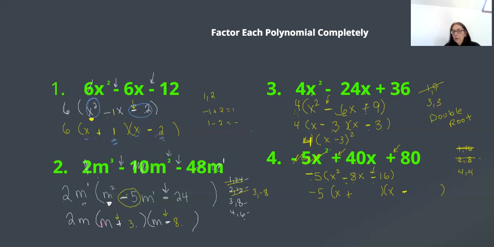All right, 5 times 8 is 40. 5 times 16 is 80. 1 times 16 is 16. 2 times 8 is 16. 4 times 4 is 16. 16 and minus 1 will not give me that 8. 8 and negative 2 will not give me this 8. And negative 4 and positive 4 will not give me a negative 8. So we can't go any further on this one. It's done.